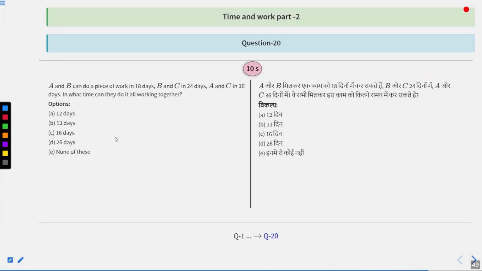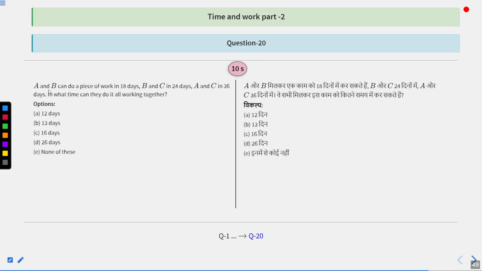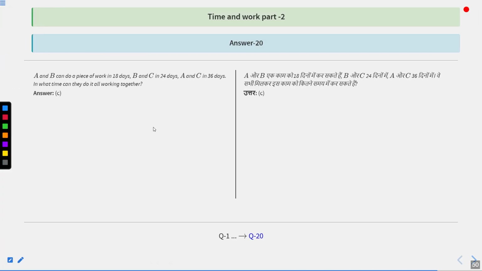Clear? Next one. A and B can do a piece of work in 18 days, B and C in 24 days, A and C in 36 days. In what time can they do it all working together? You have 5 options and 10 seconds to analyze the question. Your time starts now. Now time's up. Let's see the solution.